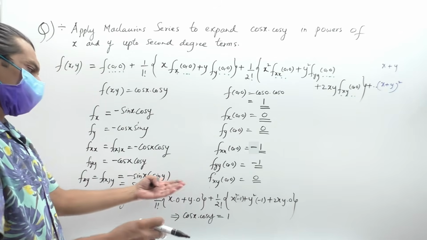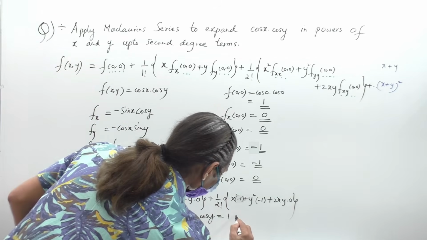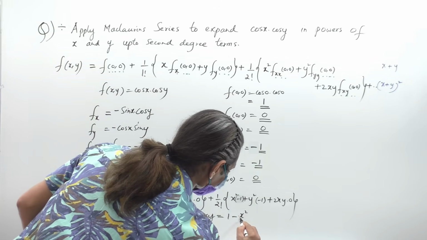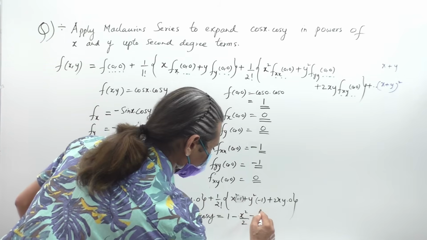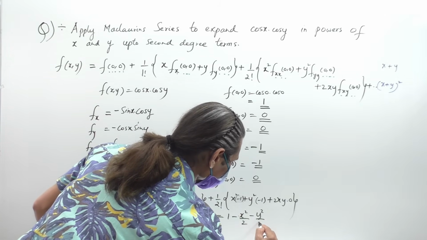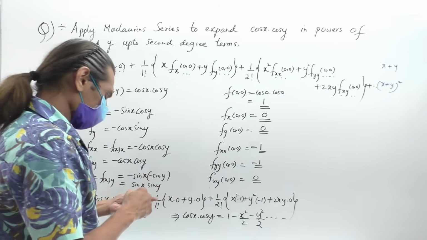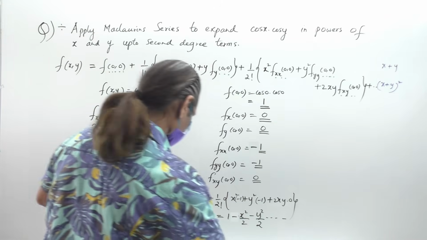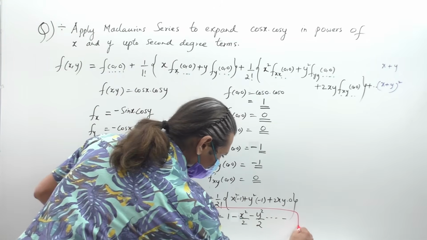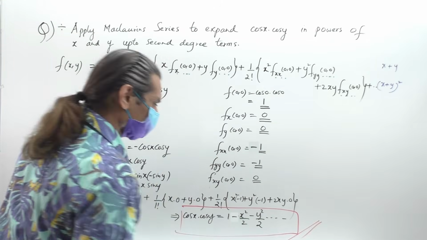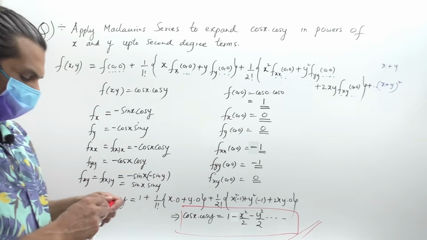This whole thing, x into 0 plus y into 0, is 0, minus x square by 2 minus y square by 2, because 2 factorial is 2, and so on. This is the Maclaurin's double expansion for the function cos x into cos y. That's it. Hope it's clear.